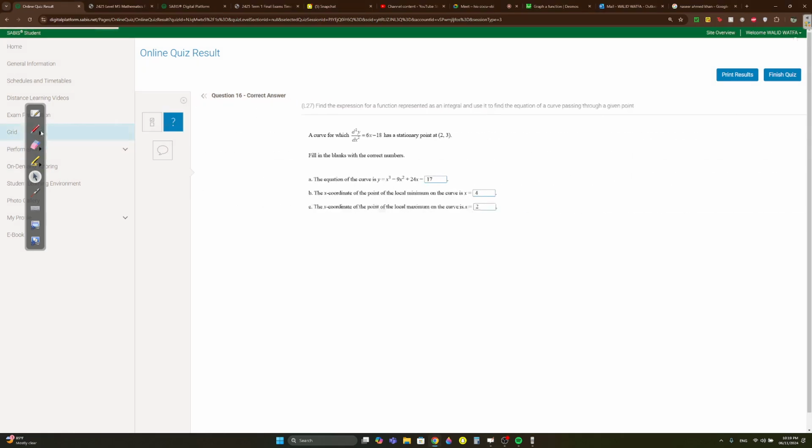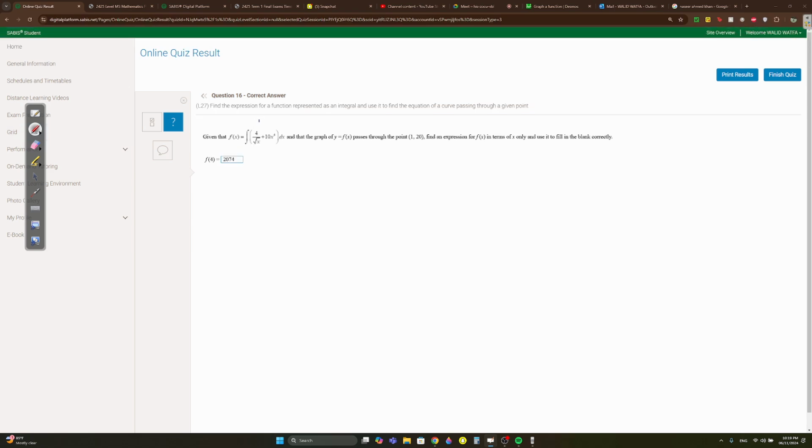Question 16. Given that f of x is equal to this, they want you to find f of 4. So actually we have to integrate. They gave us a point it passes through. Integrate, find this expression. Okay, f of x equals this. How do you integrate it?